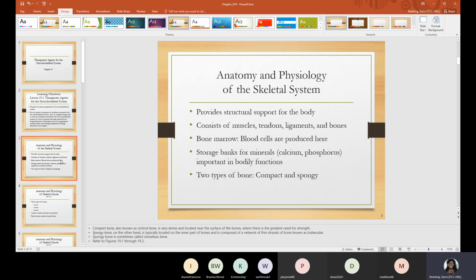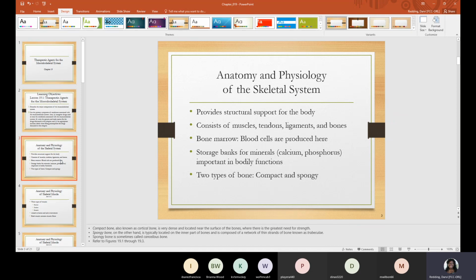So now that I've gone over the objectives, we are next going to get into the anatomy and physiology of the skeletal system. So what's so important about the skeletal system? Well, it provides structural support for the body. Inside of our skin, we have bones, which represent our skeletal system. Our musculoskeletal system consists of muscles, tendons, ligaments, and bones.